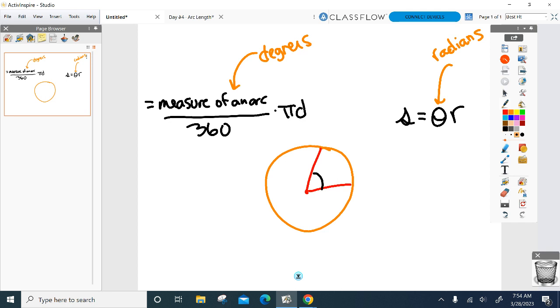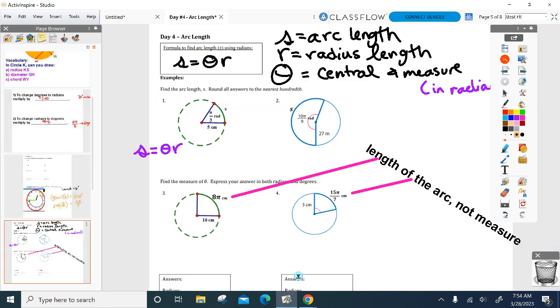What I'm telling you guys is you can memorize both, and then whatever the angle is in, use the correct formula, or just memorize one of them, and you may have to convert from radians to degrees, degrees to radians like we did yesterday. Your call, though. You're smart enough to decide if you want to memorize both or just use one formula. I'm going to use both formulas in here. So see how this is in radians? I'm going to use the one that requires radians, S equals theta R. We're good?